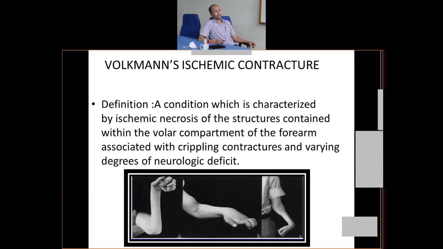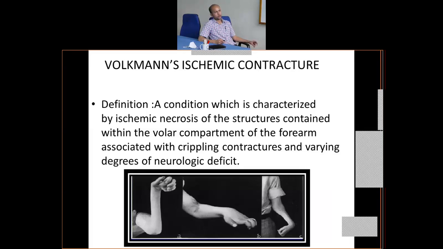Now, that is a definition, because Volkmann's ischemic contracture was first described for the upper limb and the forearm. But ischemic contracture can occur anywhere. It can occur in the legs or in the foot. Whenever there is compartment syndrome in the leg or in the foot or in the thigh, if it is left untreated, it may lead to contracture. But Volkmann described this condition first in the upper limb in case of supracondylar fracture. That's why Volkmann's ischemic contracture is specific for forearm contractures because of compartment syndrome.